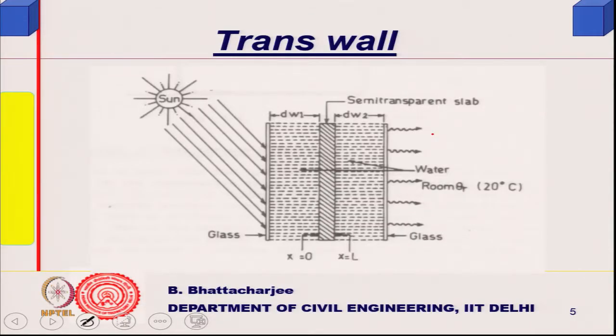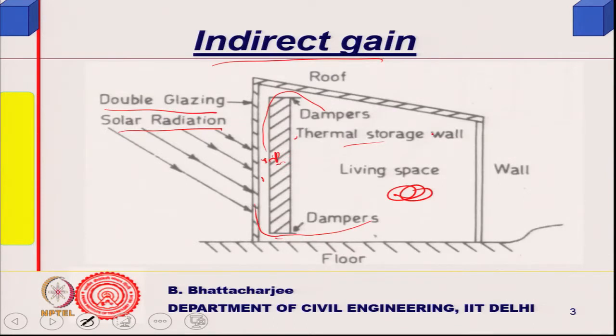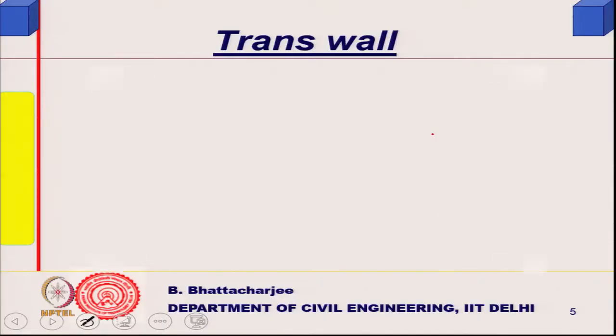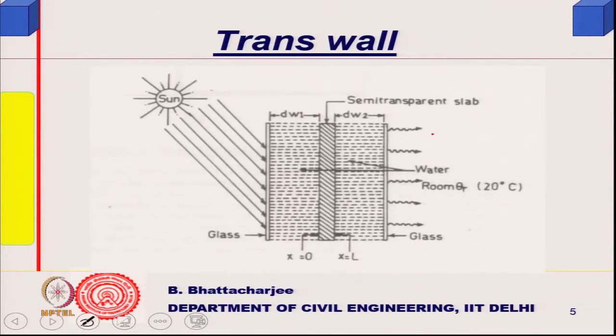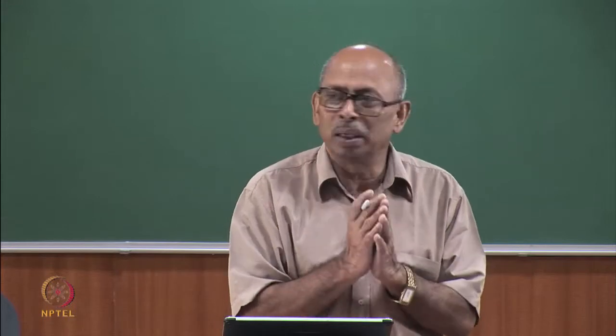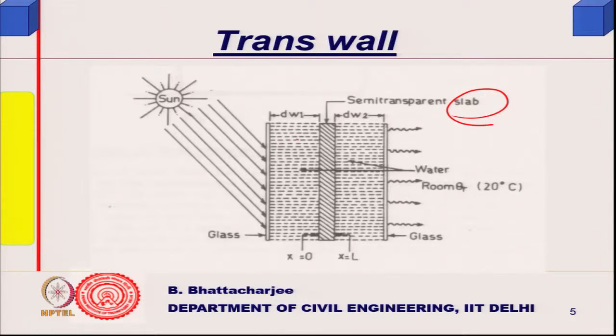This is called a trans wall. What is the problem with this kind of wall? It will also block the light. Direct solar radiation all right, but it blocks the light too. But supposing I put something like this, a trans wall, where I have got water, and this is a semi-transparent, actually a translucent panel, right, made of let us say perspex sheet, plastic translucent polymers. So, what will happen?